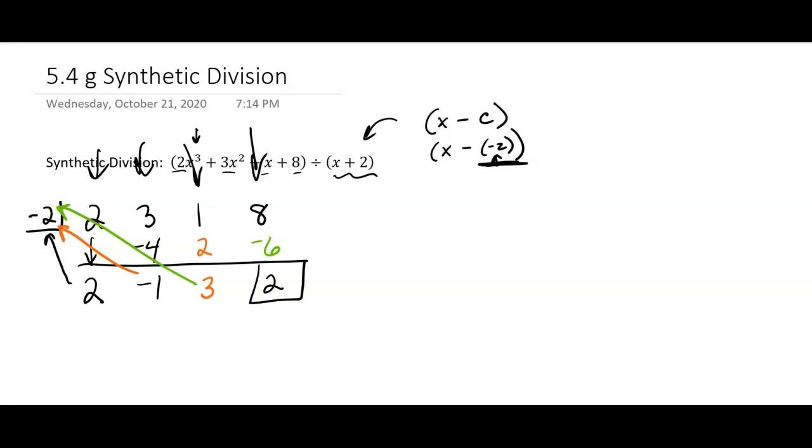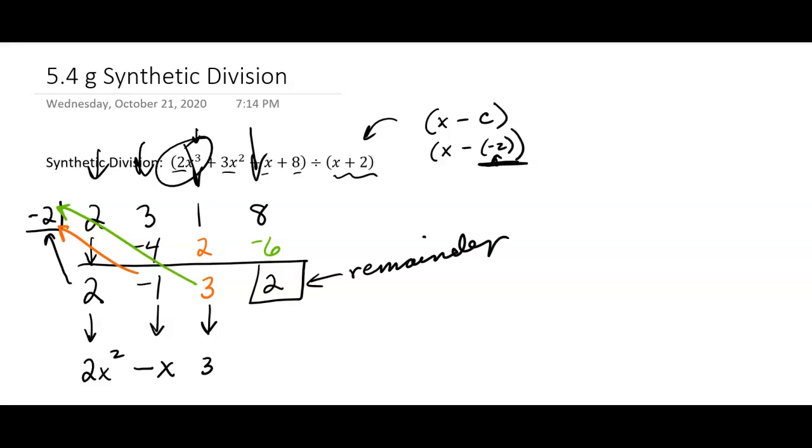You go down a degree. So we started in our dividend with 2x cubed. That's going to become then 2x squared. And then they just go in order. This one's going to be minus x, minus 1x, plus 3. And this is your remainder. Sometimes it'll come out to be 0, but this time it didn't. So it's going to be plus 2 over, what was the divisor? x plus 2. And so that's the answer.